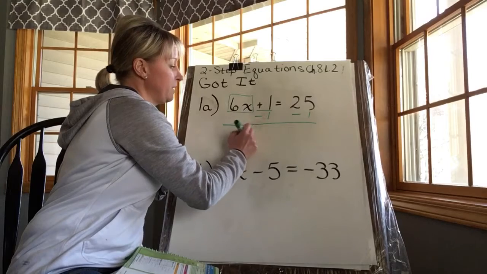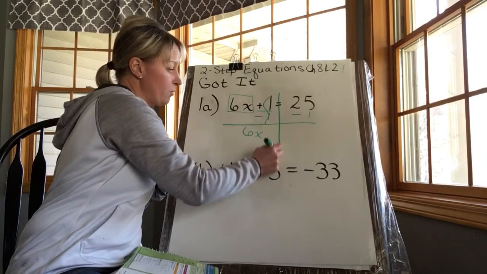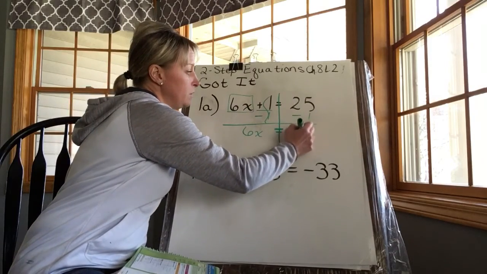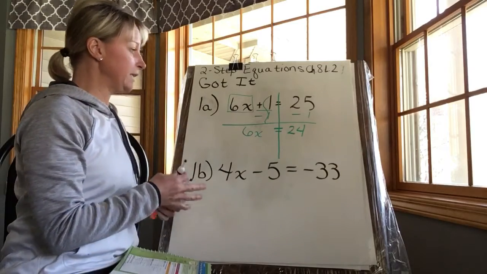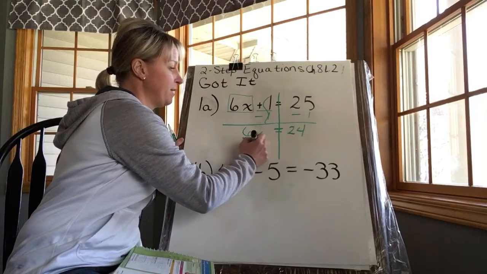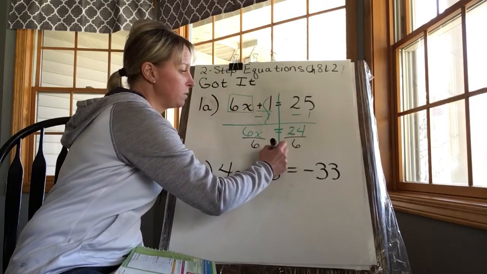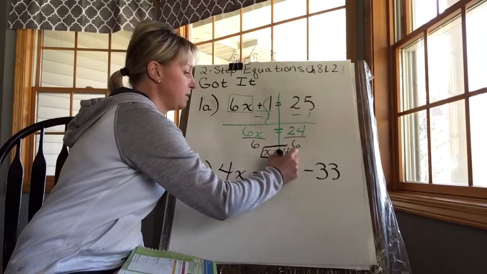So what I'm left with is 6x. These canceled each other out. We want to draw that line down there. Equals 24. So now I have 6x equals 24. To get rid of this multiplication, we are going to divide by 6. Divide by 6, so x equals 4. Just as simple as that.